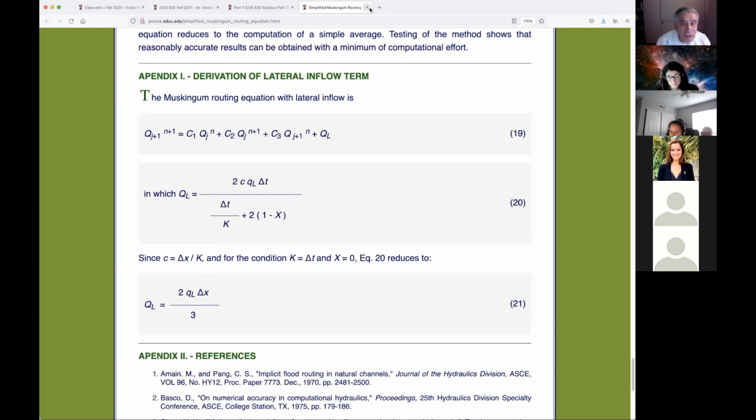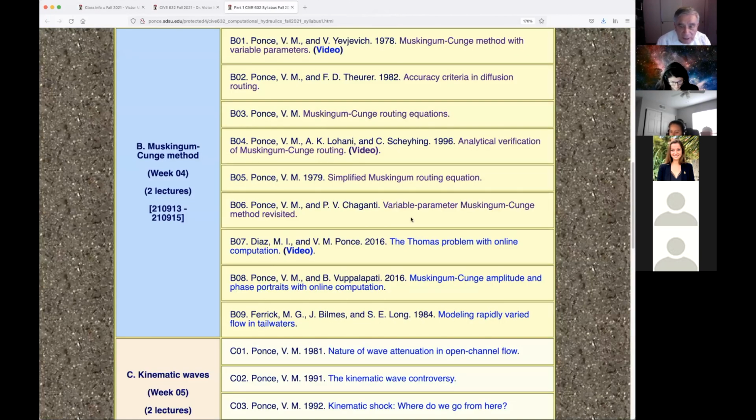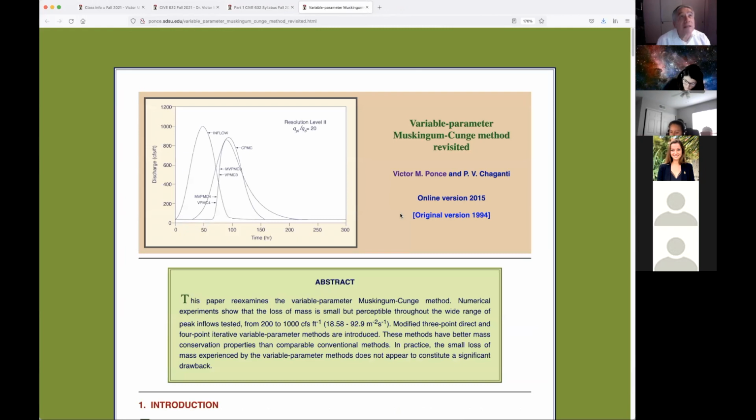Okay, so I'm going to leave it there, and I'm going to come back to the Chaganti paper. The Chaganti paper was done in the year 1994. I had come to the realization that there are various ways to calculate the variable parameters. And the way I had done it when we did this in 1978 was very rough. So I said, well, maybe I should improve this. So I convinced Chaganti to do this project.